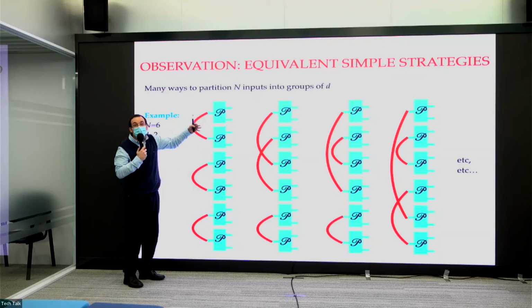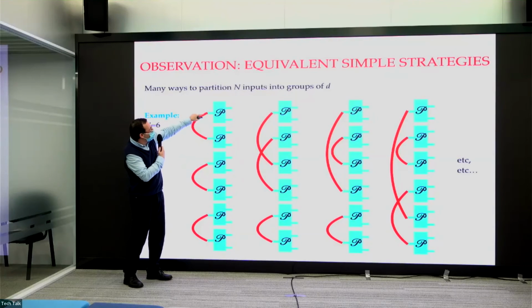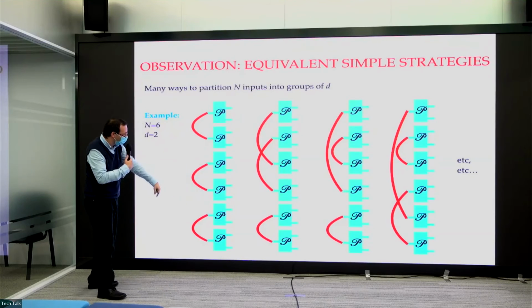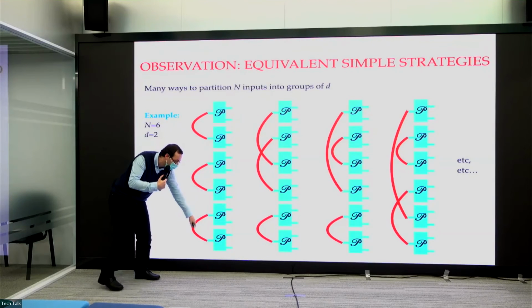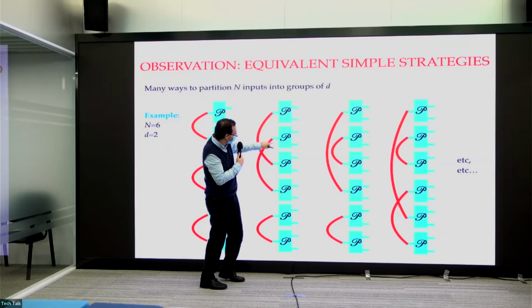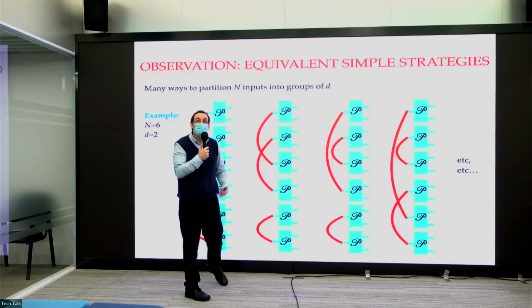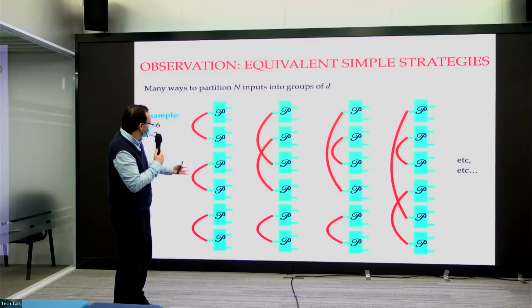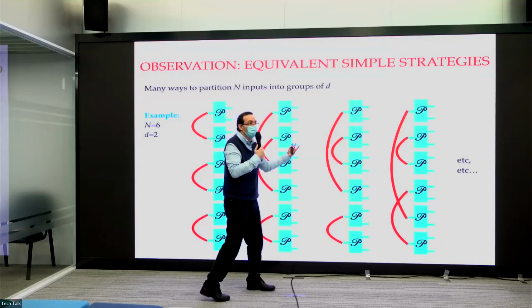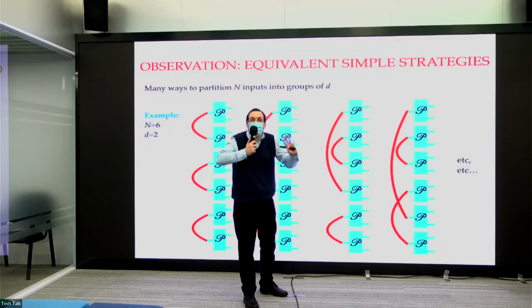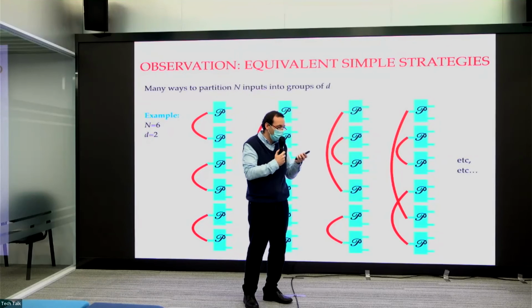But of course, there are many ways that you can do that. You could create a singlet between the first and the second particle, between the third and the fourth, and the fifth and the sixth. Or you could create a singlet between the first and the third, the second and the fourth, and so on. So there are many ways that you can group these particles together. And all these strategies experimentally would be equally good. Each of them would give you exactly the same probability of error that I showed to you in the previous slide.